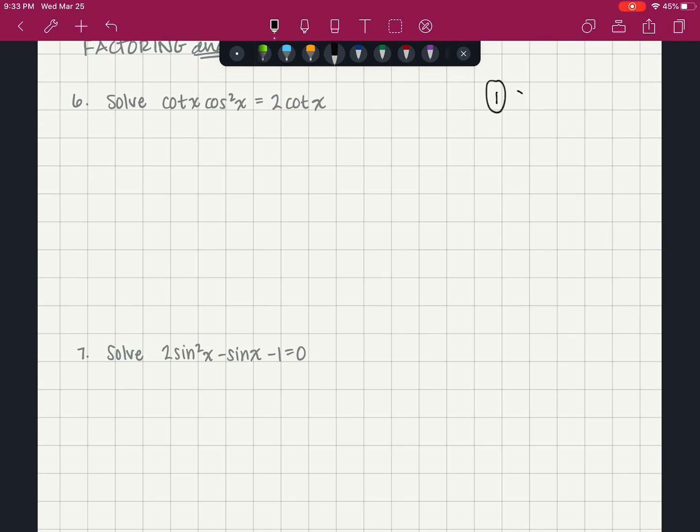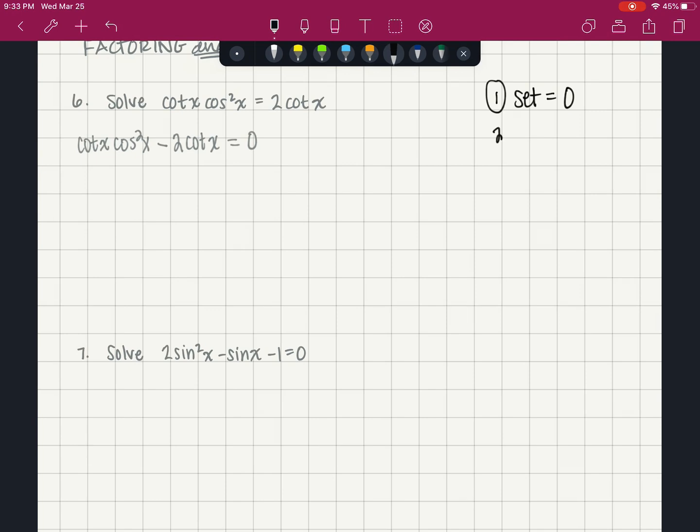Our first step is to set the equation equal to 0. I'm going to do that first. So off to the side here, my first step, cotangent of x times cosine squared of x minus 2 cotangent of x equals 0. So I just subtracted 2 cotangent of x from both sides.